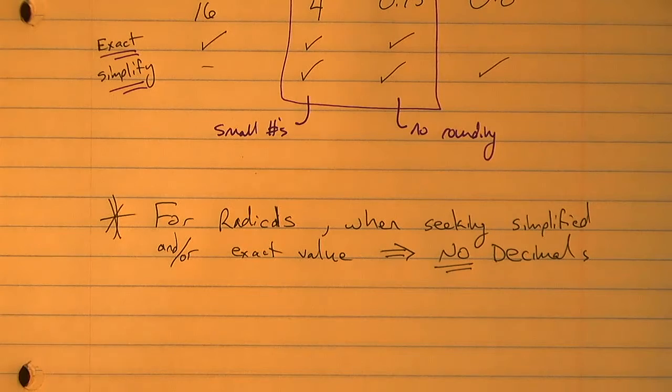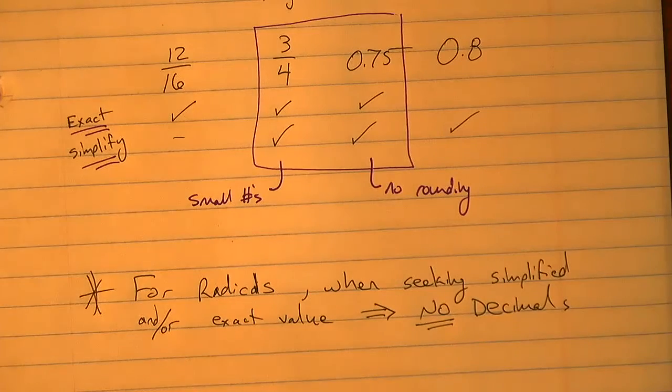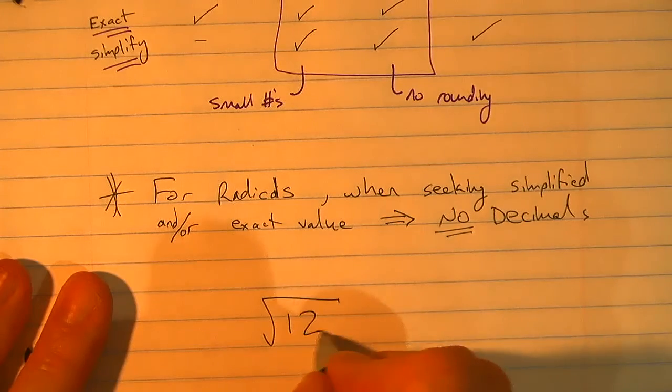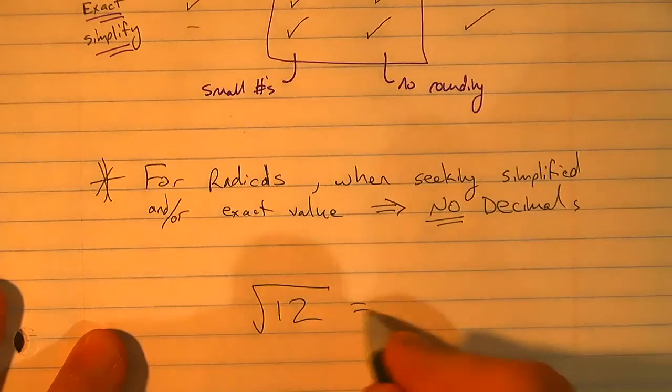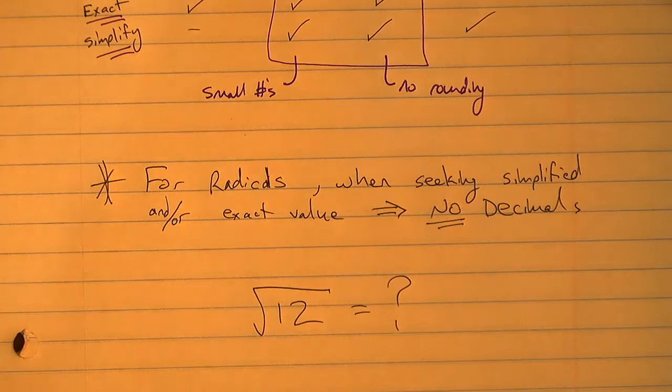All right, so that's really, I guess you could say, an introduction to this learning objective. Bottom line, no decimals. That's the bottom line. Now, that raises the question. If I'm not allowed to have any decimals, then what do I do with something like the square root of 12? Well, at this point, we're going to look at several different examples. The square root of 12 will be the first one we look at, but we're going to look at several different examples in the next video, which is the video that has examples in it.